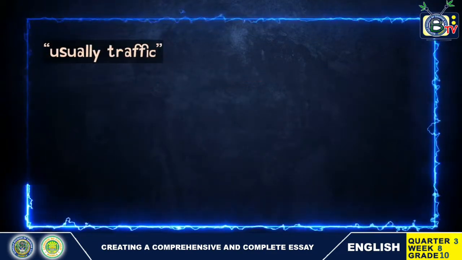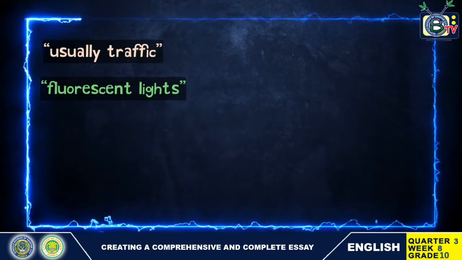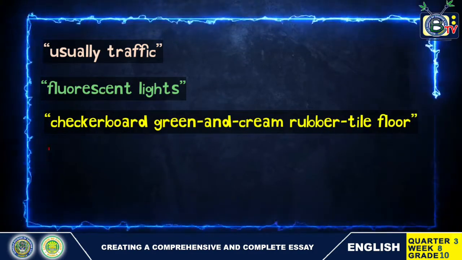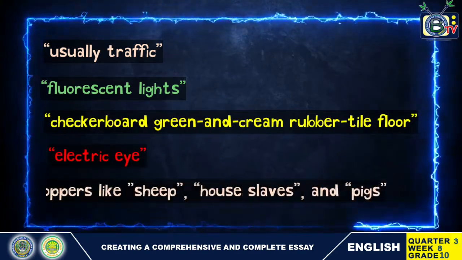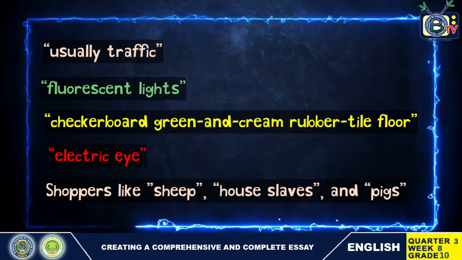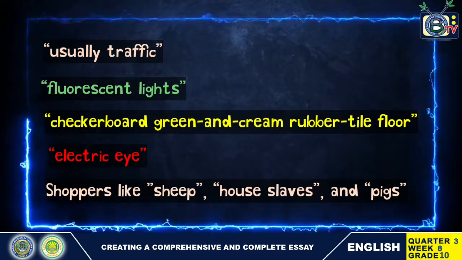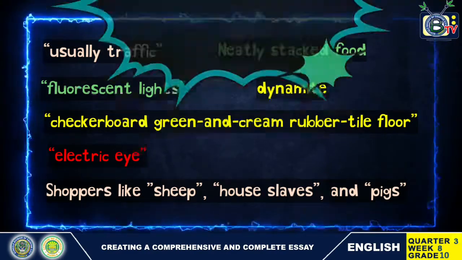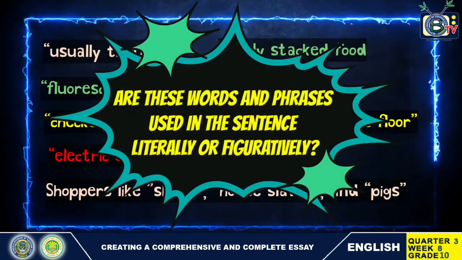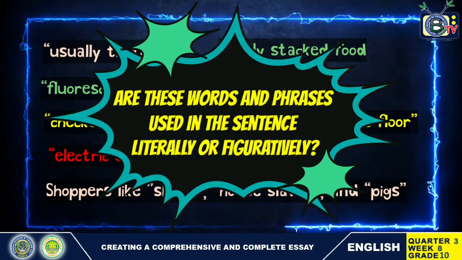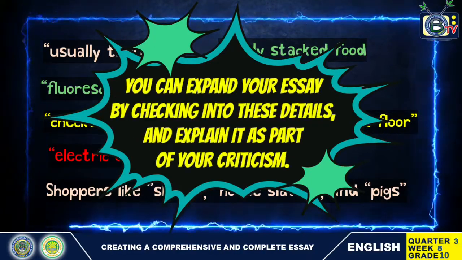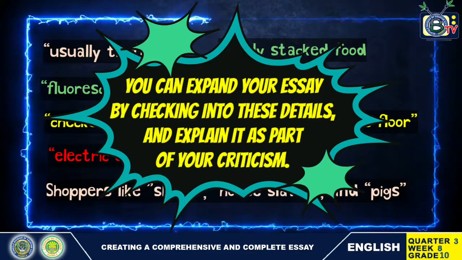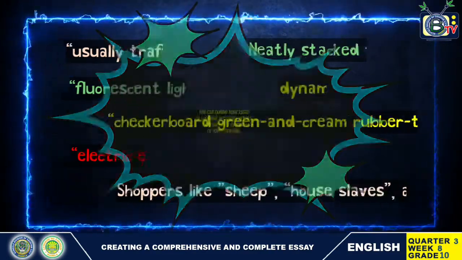Usually traffic, fluorescent lights, checkerboard green and cream rubber tile floor, electric eye, shoppers like sheep, house slaves, and pigs, neatly stocked food, dynamite. Are these words and phrases used in the sentence literally or figuratively? You can expand your essay by checking into these details and explaining them as part of your criticism.